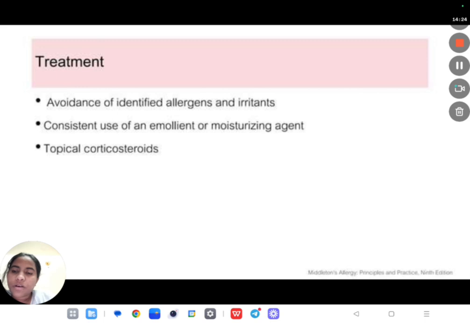Treatment: avoidance of identified allergens and irritants, consistent use of emollients and moisturizing agents, topical corticosteroids.